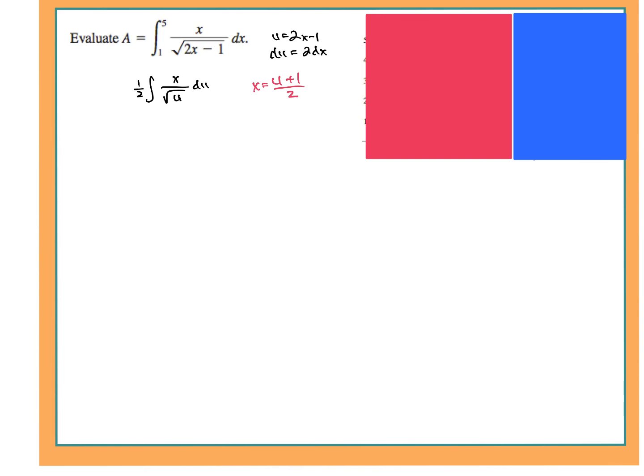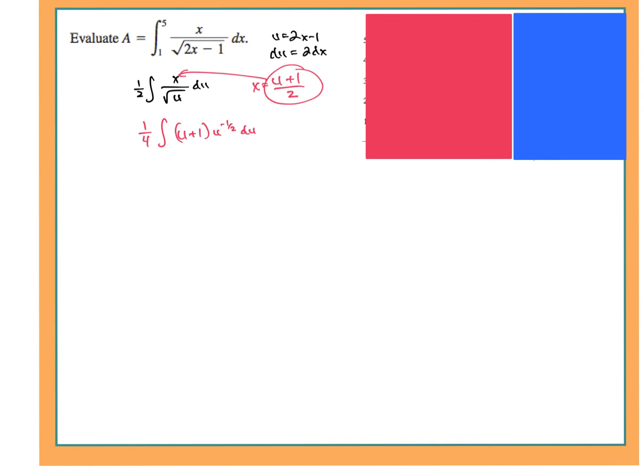Now I'm going to take this and substitute it in right there. I want to bring out the 1/2. You see how it's over 2? So 1/2 times 1/2 becomes what? 1/4. And then it's u plus 1, over square root u, but that's really u to the what? Negative 1/2 du.